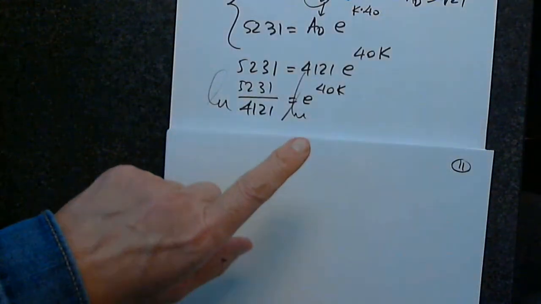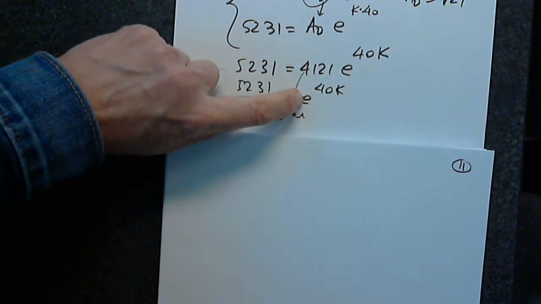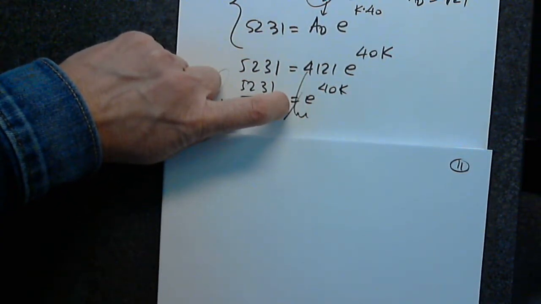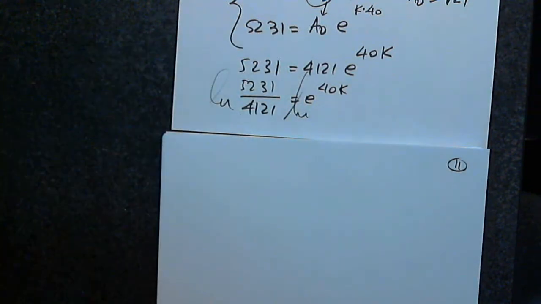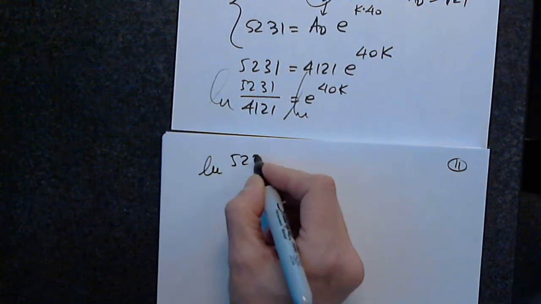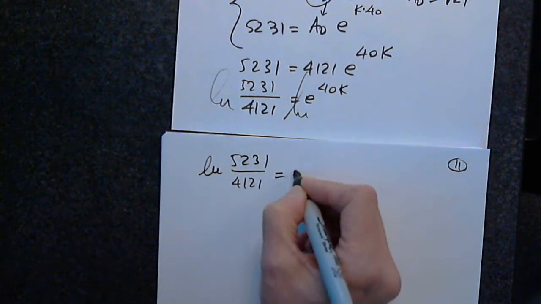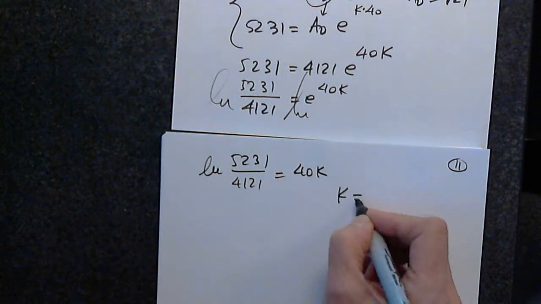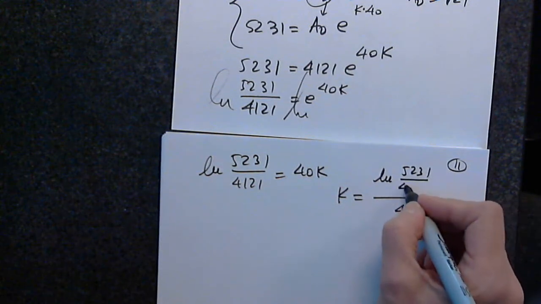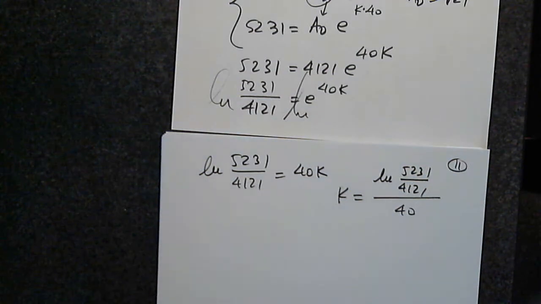But it's better to apply natural log because I see this base e, and natural log of e will be 1. That's why we prefer natural log. Natural log of 5,231 over 4,121 equals 40k. Therefore, k equals natural log of 5,231 over 4,121, over 40.